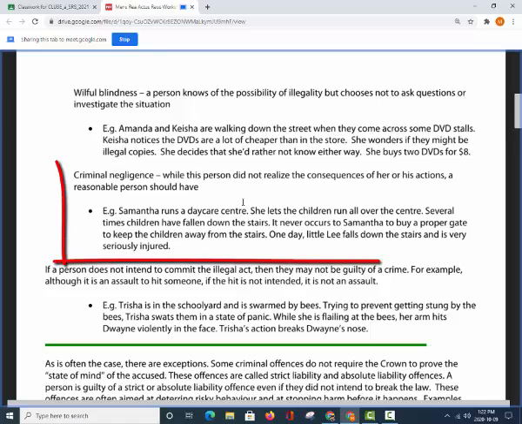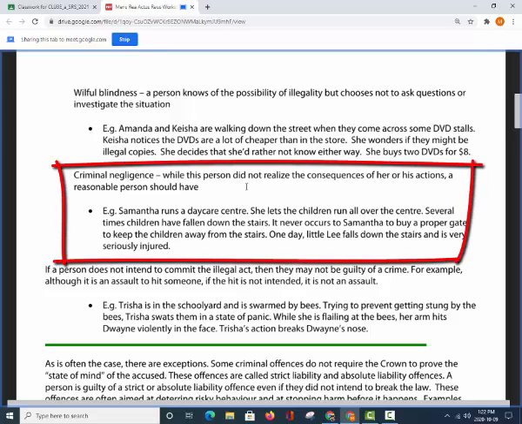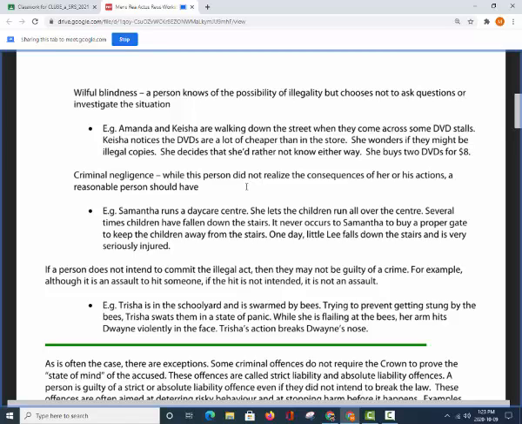Finally is criminal negligence. So Samantha runs a daycare center. She lets the children run all over the center, and several times children have fallen down the stairs. It never occurs to Samantha to buy a proper gate to keep the children away from the stairs. One day, little Lee falls down the stairs and is very seriously injured. So in that case, she chose over and over again to ignore the fact that a gate was needed for the stairs. Many children, over many months, have been injured because of that, and she chose not to buy a gate. So that is criminal negligence.